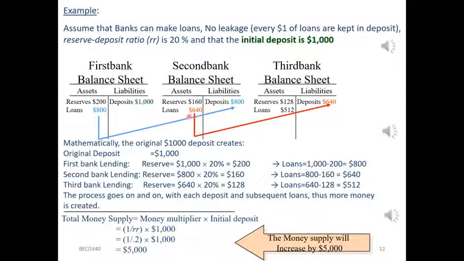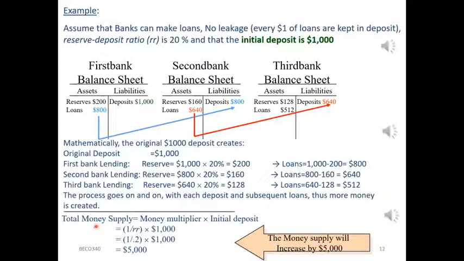If this $640 is eventually deposited in Third Bank, this bank keeps 20% or $128 in reserve and then loans out $512, resulting in this balance sheet. The process goes on and on. With each deposit and subsequent loan, more money is created. This process of money creation can continue forever, but it does not create an infinite amount of money.